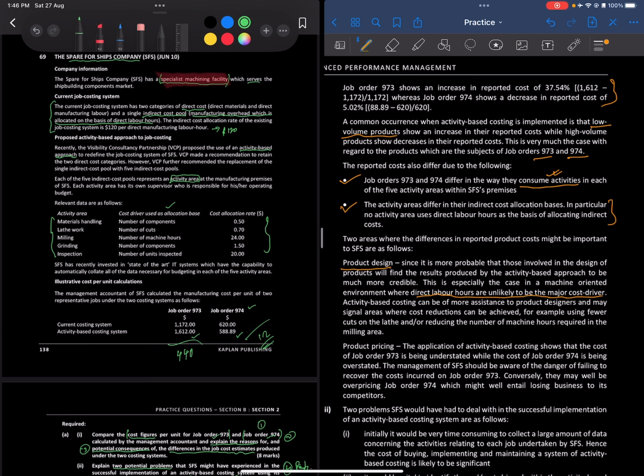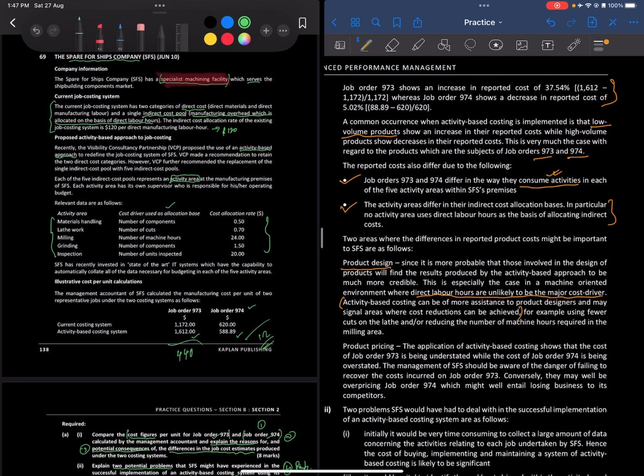And ABC can be more of assistance to product designers and may signal areas where cost reductions can be achieved. For example, using fewer cuts of lathe and reducing the number of machine hours required in milling area. So they could start to work on that, right? So it will provide a bit more assistance to product designers and may signal where cost reductions can be achieved, right? So what are they proposing over here?